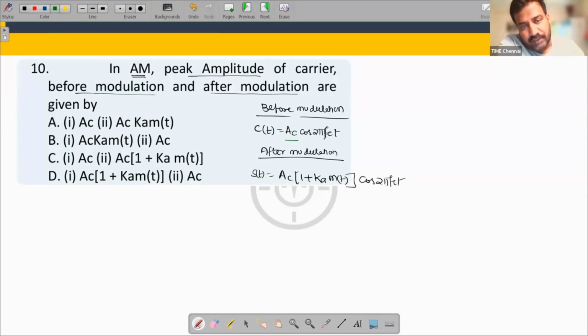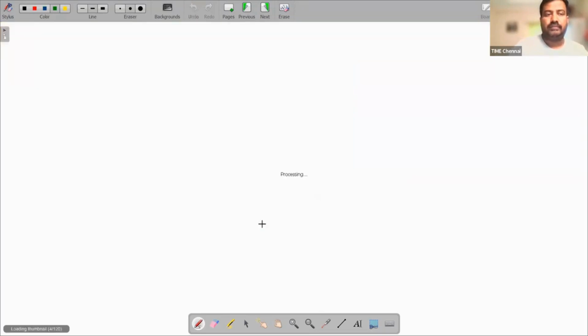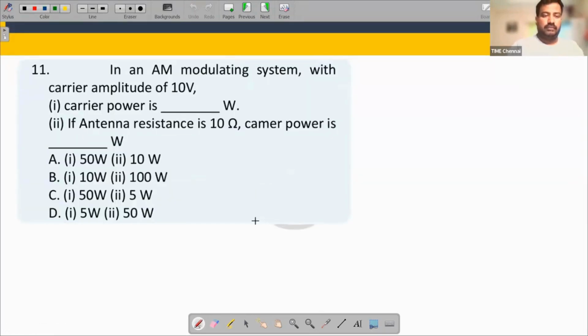So before modulation, amplitude of the carrier signal is AC. After modulation, it is AC into 1 plus Ka m of t. Therefore, option C is the answer. Let's try and solve this.